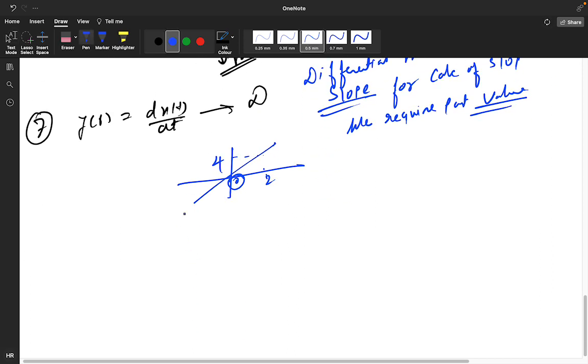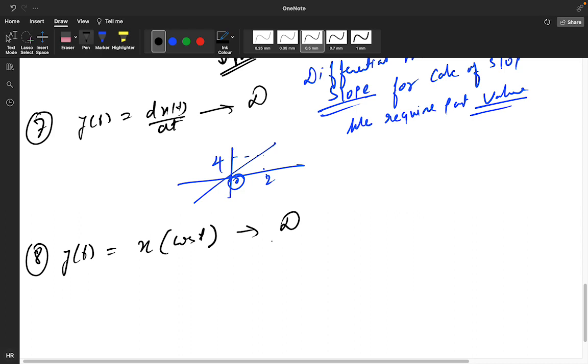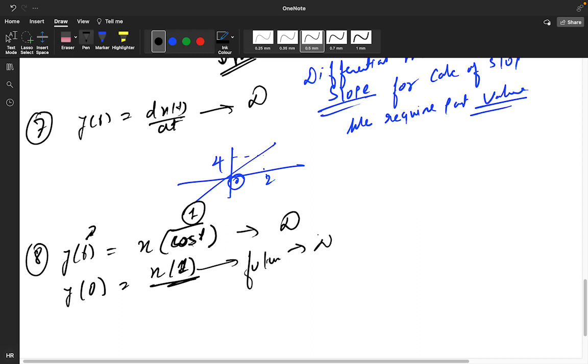Question number 8, y of t is equal to x of cos t. What will it be, dynamic or static? It will be dynamic only. Put t equal to 0 in cos t. What are you getting? cos 0 is 1, so you get x of 1. At t equal to 0, this value becomes 1, so it is giving you a future value, so it is dynamic.